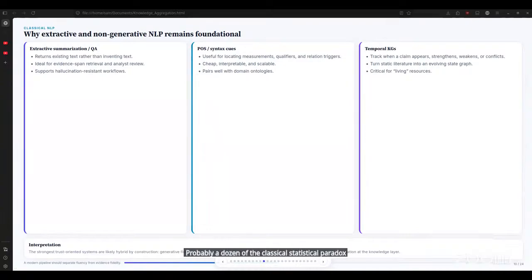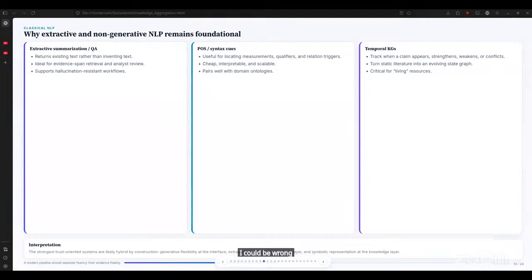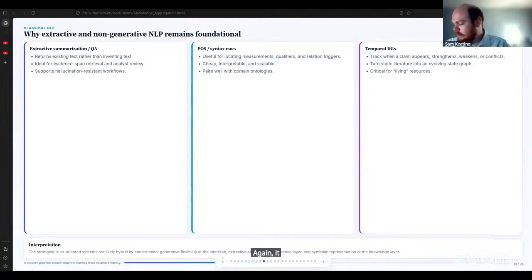I think one's actually called Simpson's. I could be wrong about that, but there's a fascinating look at how statistics can dramatically get things wrong. Oh, yeah. Again, it's not the end all. As often as we'd like to believe, it can't be that simple.